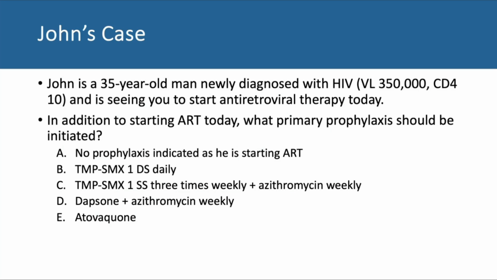I can read this one. John is a 35-year-old man, newly diagnosed with HIV. His viral load is 350K. CD4 is 10, and he is seeing you to start ART today. In addition to starting ART today, what primary prophylaxis should be initiated?